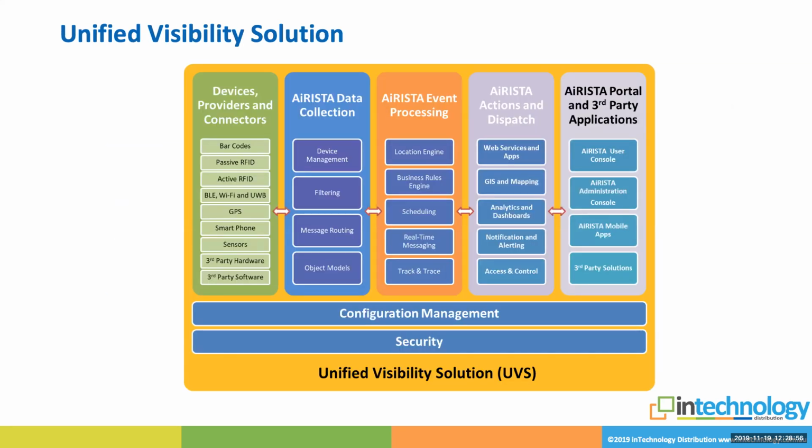So if we look at the UVS solution that we're talking about right now, it's not just a single solution. It's a multifaceted solution, as I mentioned before. In the initial introduction, we talked about the different technologies that AiRISTA Flow has developed through the UVS platform. We can monitor and track barcodes, passive RFID, active RFID, obviously BLE, Wi-Fi, and ultra wideband, GPS, and smartphones. You'll see smartphones in the market today that we want to be able to track. We can also track third-party hardware and third-party software.